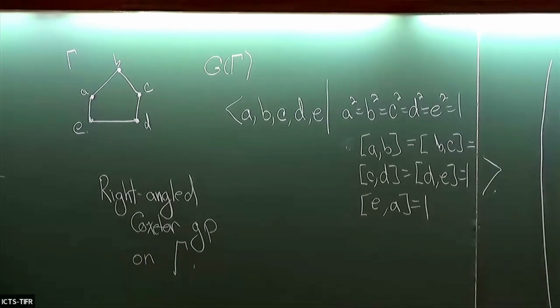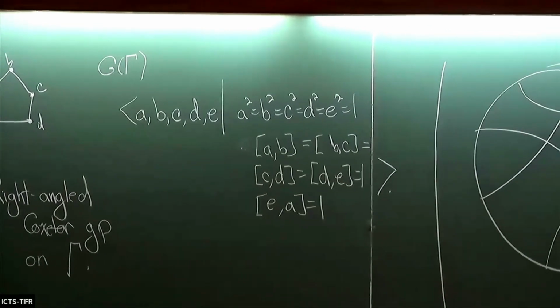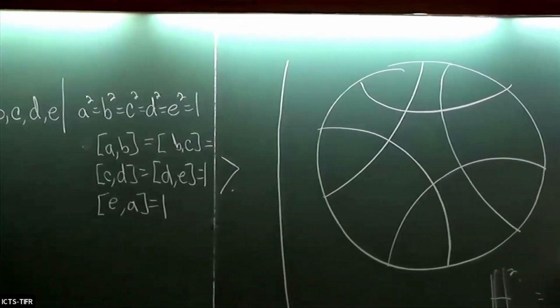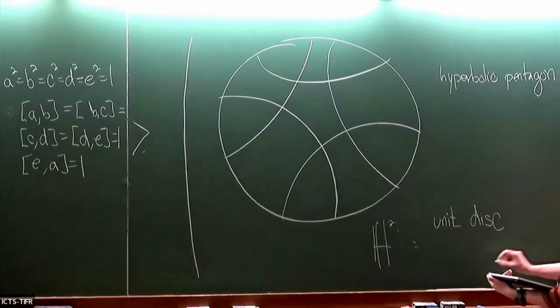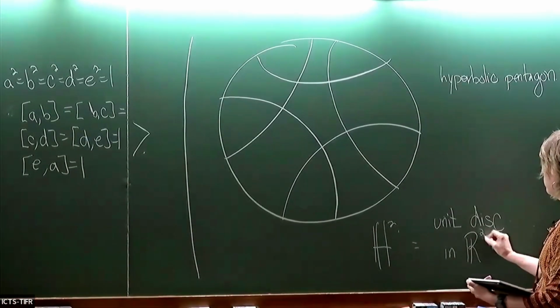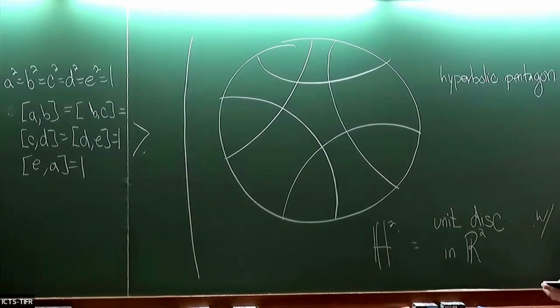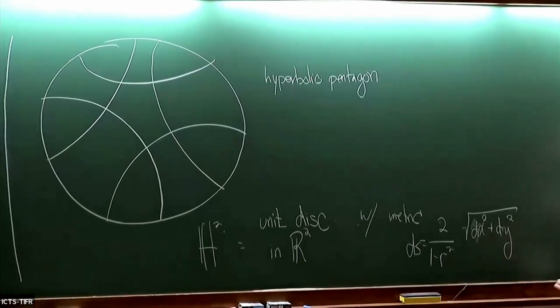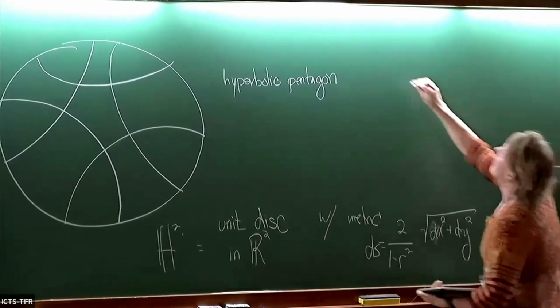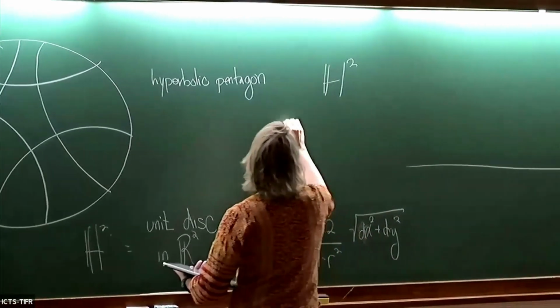I can think of H2 as the unit disk with the metric in R2. The metric isn't so helpful, but it's nice to see. So the ds equals 2 over, and this is just the Euclidean metric scaled by the radius. Here's another model over here, H2 in the upper half space model.